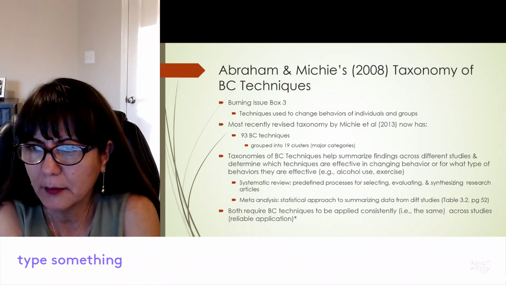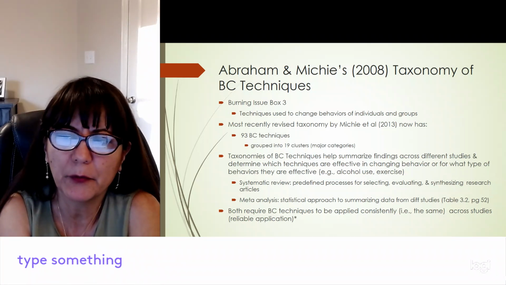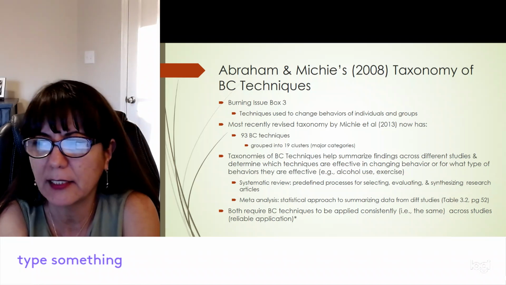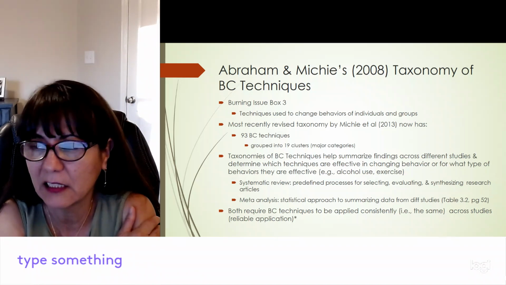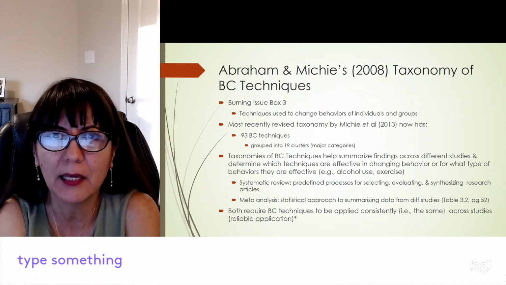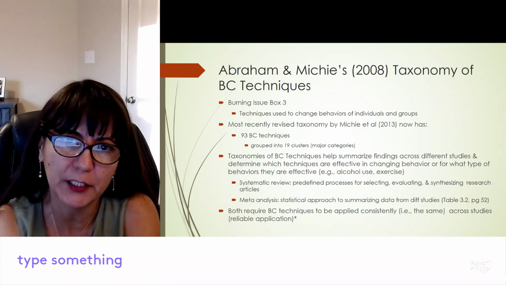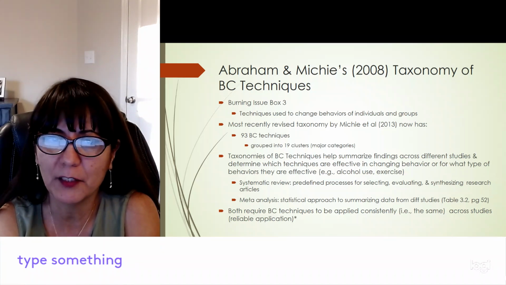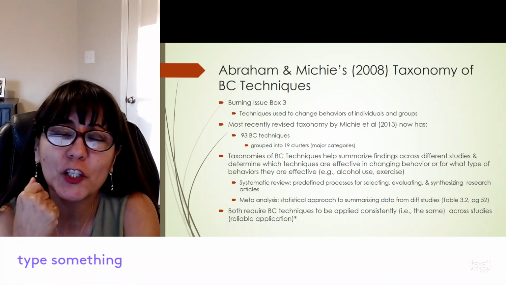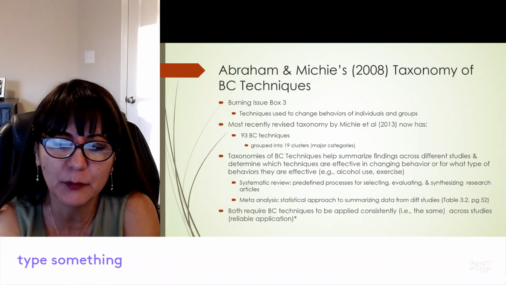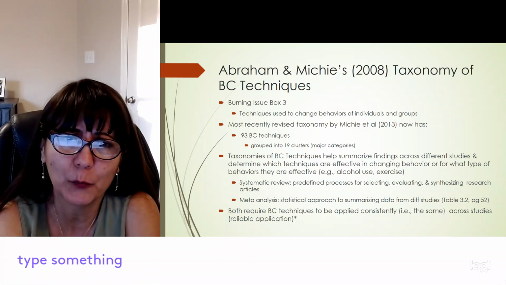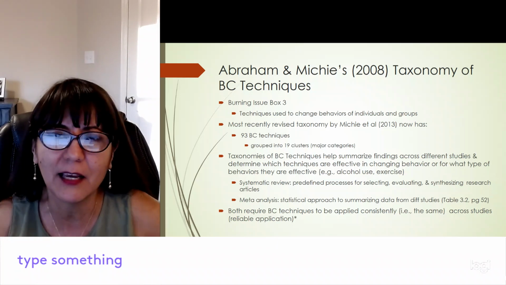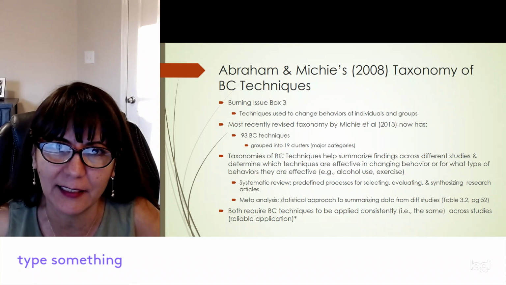Okay. So both the systematic review and the meta-analysis require that behavior change techniques be applied consistently. That just means that they be applied the same way across different researchers, across different research studies. And so if someone misinterpreted what a specific behavior change technique was supposed to be and they did it differently, then that's not a reliable application of that technique.